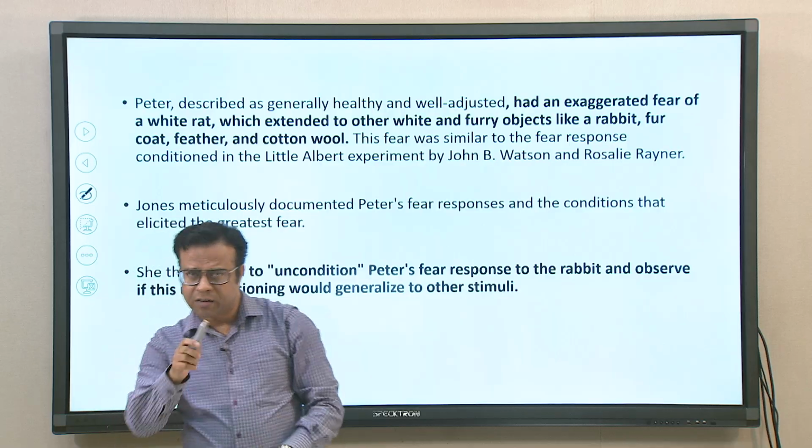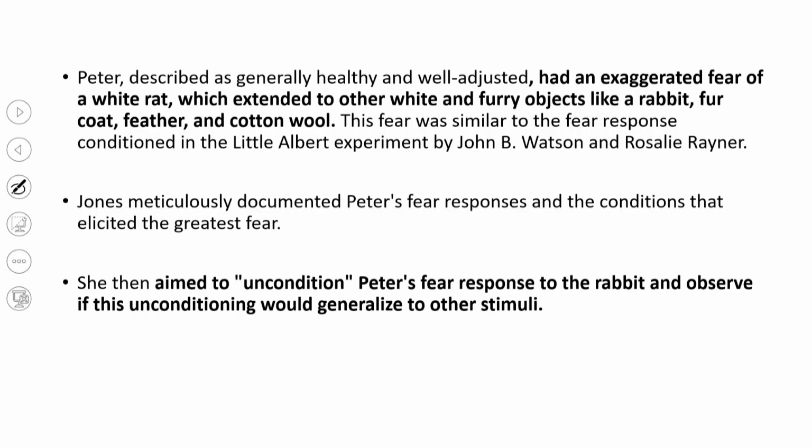Peter, who was a subject in this experiment, a generally healthy, well-adjusted child, already had an exaggerated fear of the white rat, which extended to other white furry objects similar to rabbits. So, here the case was opposite. In the case of little Albert, the fear was conditioned. In the case of Peter, he already had this fear naturally. This fear was similar to the fear response of little Albert, which was created.